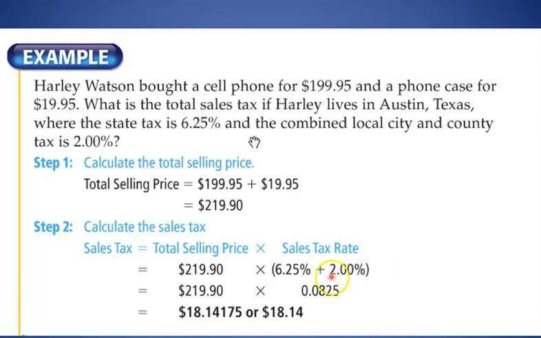Now if you put these in with the percent, you might get the decimal. That would be a good thing to try with your calculator. Then you multiply and you can see here you end up with $18.14175. So remember, we round to the first two decimal places. All of your answers should look like money.